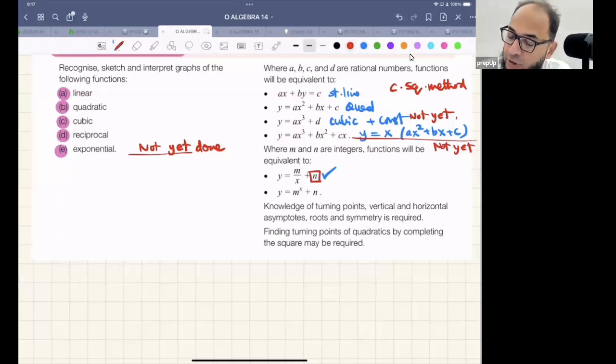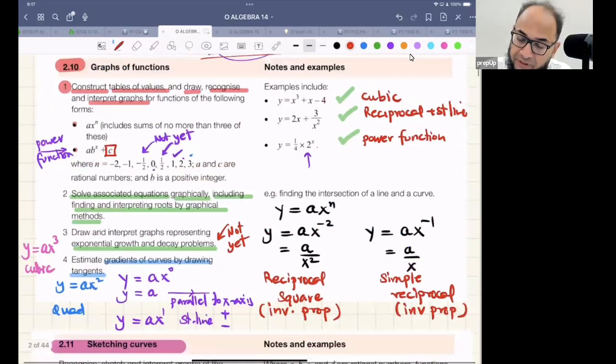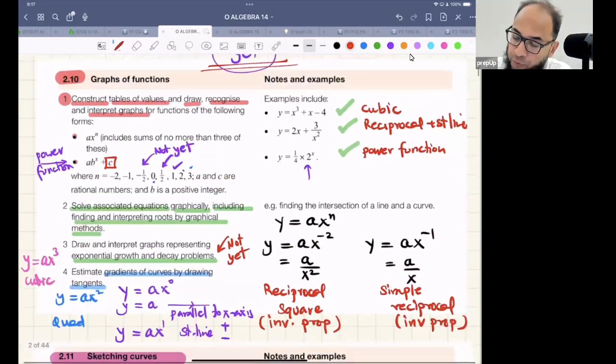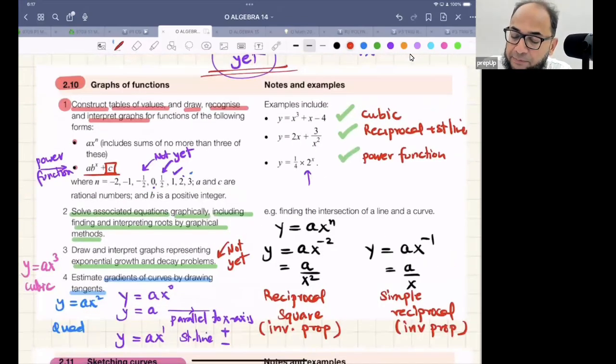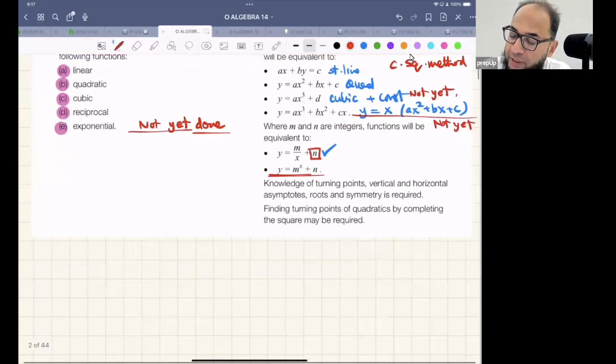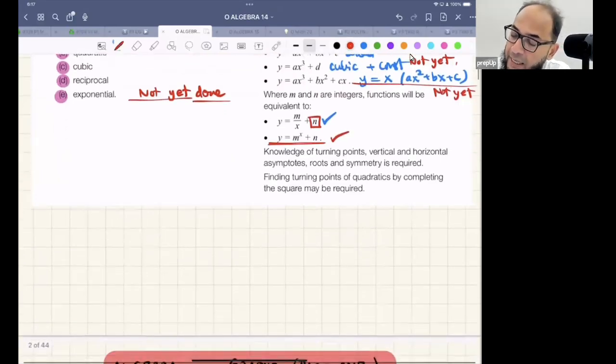Reciprocal plus n, not yet done. And this one is already stated over here, which was written over here, something like abx plus c. That's the same thing as over here. So this is not yet done.